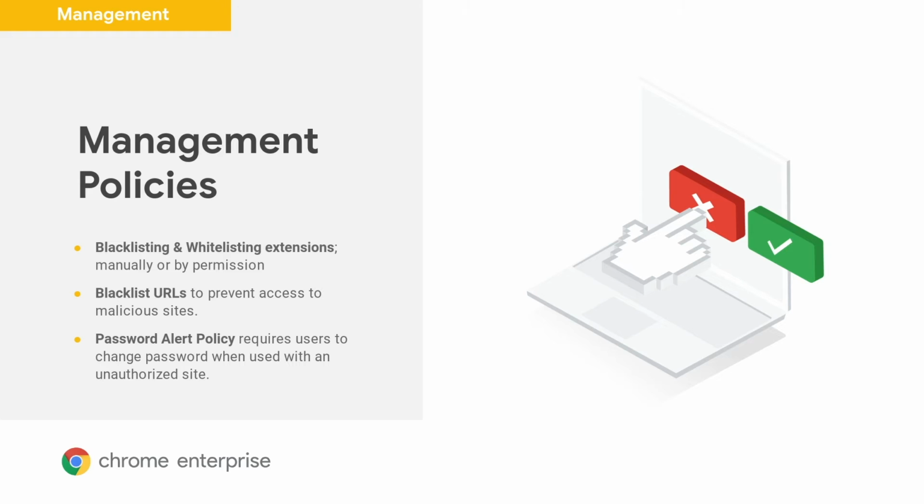You also have the ability to blacklist URLs, and prevent users from accessing sites that you have forbidden as an organization. And finally, the password alert policy is something that you can employ to ensure that your users don't use their corporate password in non-corporate authorized websites. So this can ensure that their corporate-owned passwords do not become phished or utilized in other areas outside of the corporate environment.